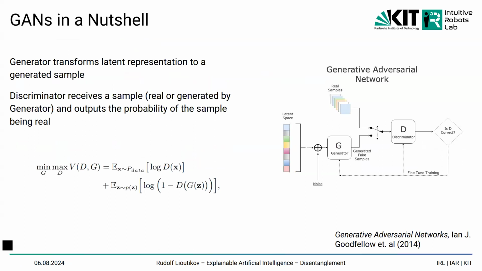So we now have our GAN in a nutshell. This is everything that I just talked about. And the question is now, how can we introduce disentanglement in this construct?